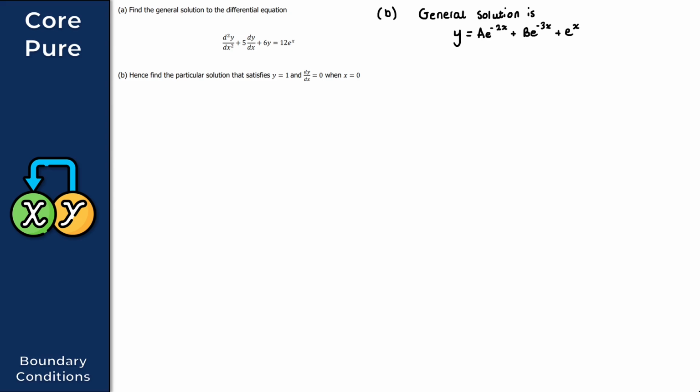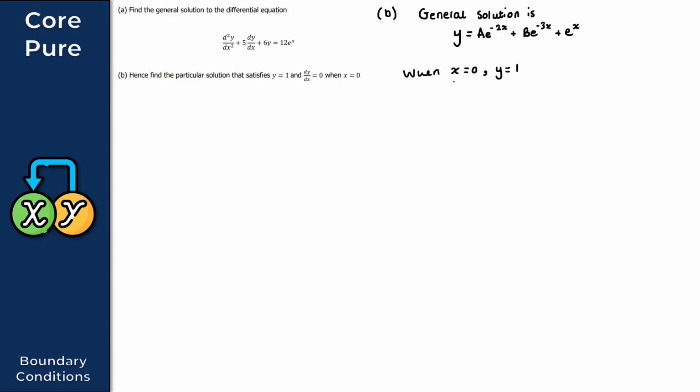So we've cleared the screen now, so let's have a go then at answering part B here. And just for reference, I've also included the general solution here, just to help us answer part B. So for part B then it says, hence find the particular solution that satisfies y equals 1 and dy by dx equals 0 when x equals 0 here. So to start off with then, let's just note here that when x equals 0, y is equal to 1.